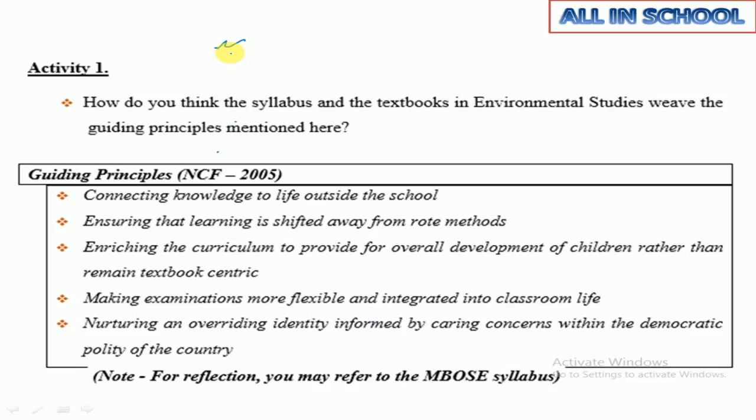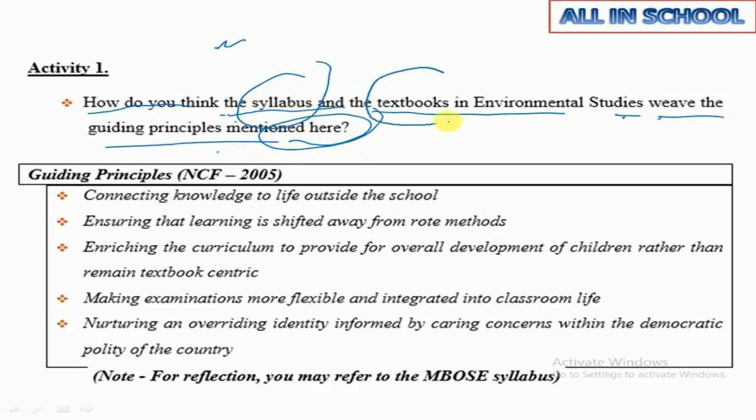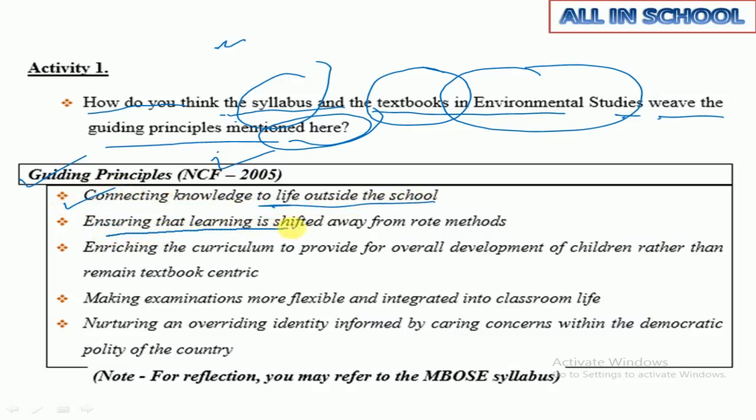Friends, the first activity we have from the NISTA module is: how do you think the syllabus and the textbooks in environmental studies reflect the guiding principles mentioned here? We have to write the syllabus pattern and the textbook pattern printed in the environmental studies books in our primary schools. We have to reflect the guidelines provided by NCF 2005. Mainly the points are connecting knowledge to life outside the school, ensuring that learning is shifted away from rote methods, and so on. There are 5 points we have to maintain in our notes.